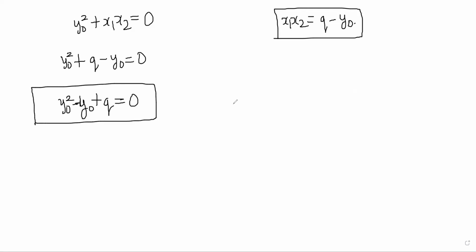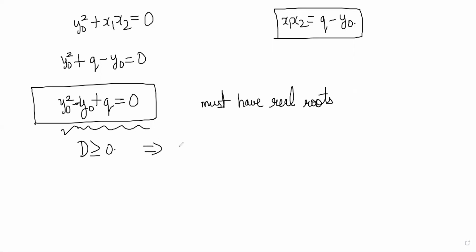This equation must have real roots, because otherwise your y0 will be imaginary, and y0 has to be real because that was the y coordinate for both A and B, right? So if this equation has to have real roots, you can say the discriminant for this is greater than or equal to 0, which becomes 1 minus 4q is greater than or equal to 0. Therefore, you get q is less than or equal to 1 by 4.